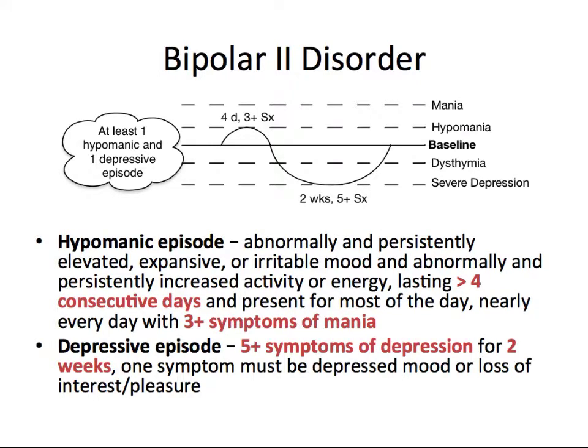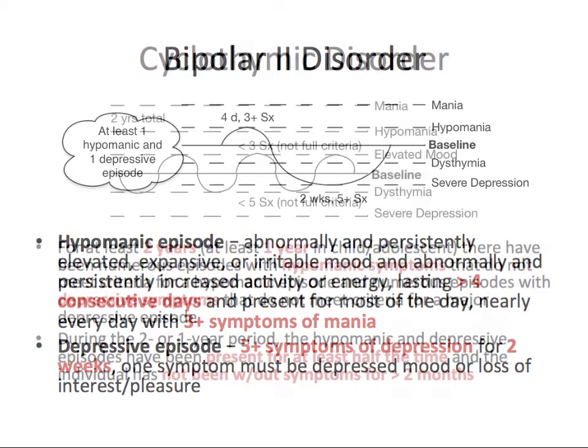A hypomanic episode involves an abnormally and persistently elevated, expansive, or irritable mood, and abnormally and persistently increased activity or energy lasting greater than 4 consecutive days and present for most of the day, nearly every day, with 3 or more symptoms of mania. In the depressive episode, the individual must experience 5 or more depressive symptoms for 2 weeks. One symptom must be depressed mood or loss of interest or pleasure.